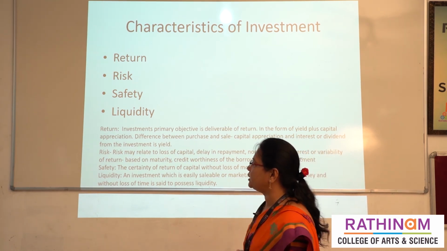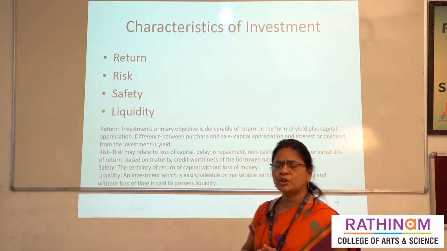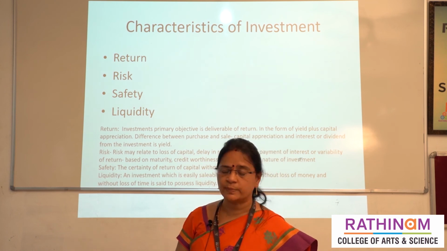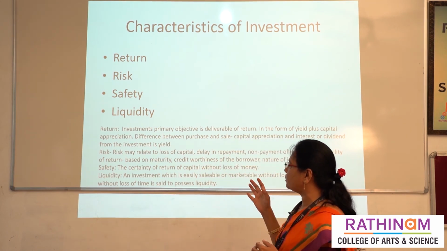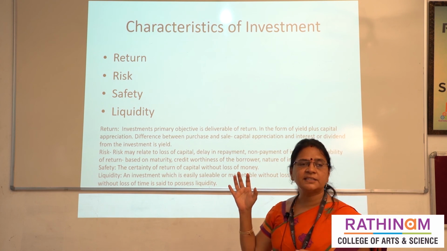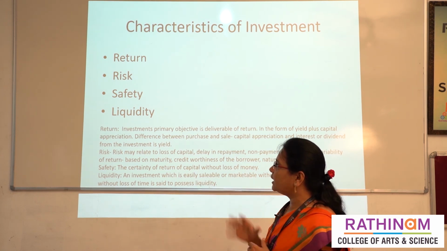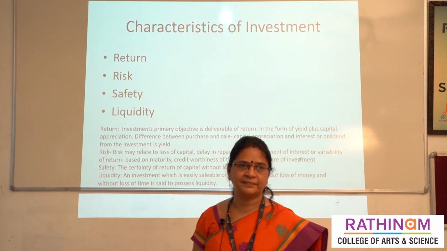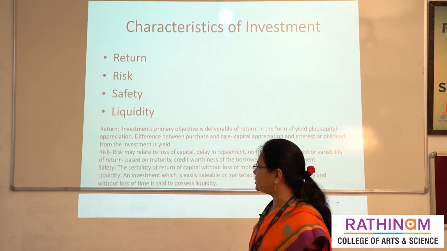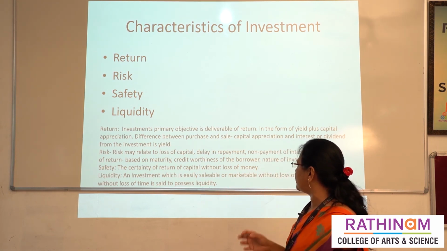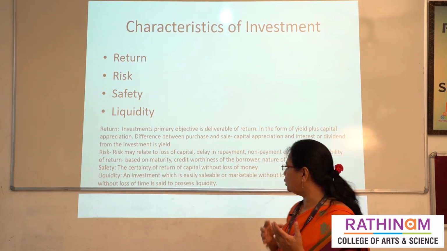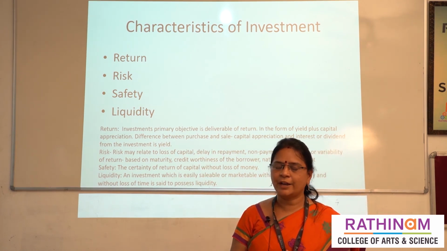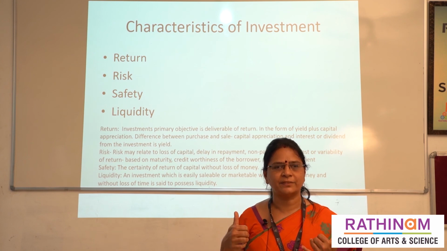Now, the next term we need to understand is safety. In any investment, we need to safeguard our principal. That is the main aim of investment. So the certainty of return of capital without loss of money, safety, is an important aspect. Return, risk and safety are fine. The next term is liquidity. An investment which is easily saleable or marketable without loss of money and without loss of time, we call liquidity. So I hope this gives you a quick understanding of the investment characteristics.